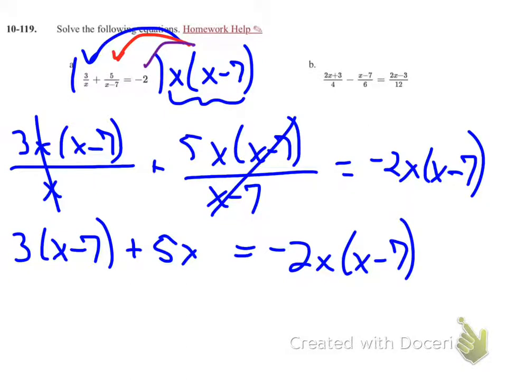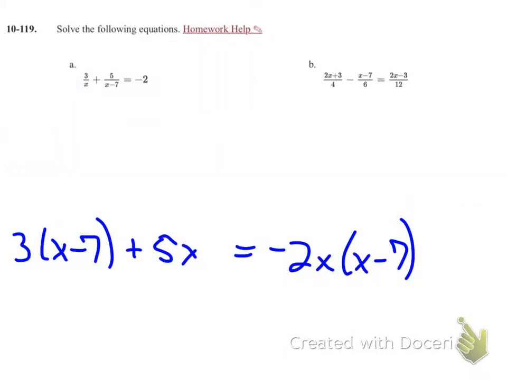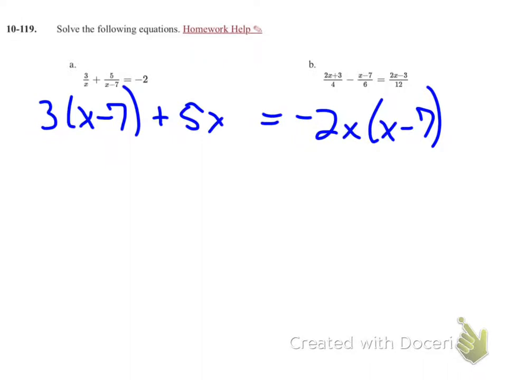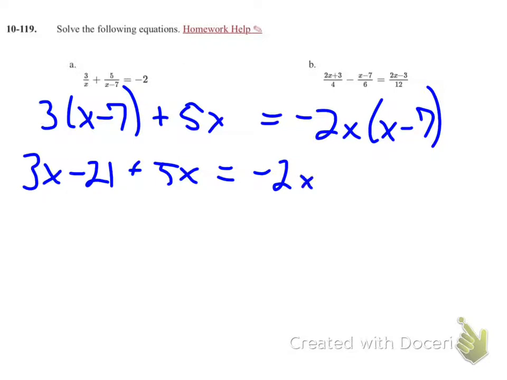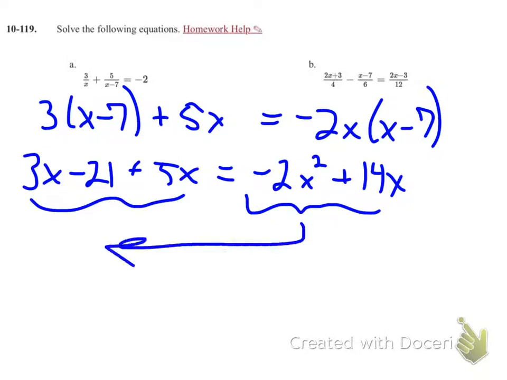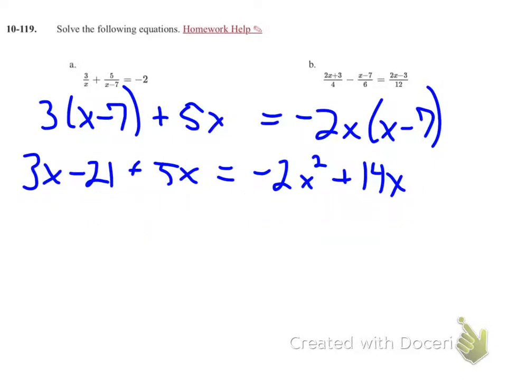So my next step now is to just go through and distribute to get rid of the parentheses. So when I do that, I get 3x minus 21 plus 5x equals negative 2x squared plus 14x. I'm going to combine my like terms here, and I'm also going to move this to that side. And I'm doing that so that I get a positive leading coefficient.